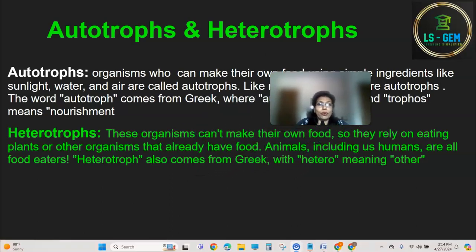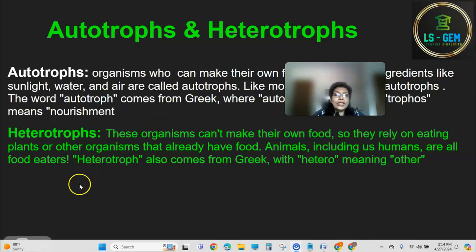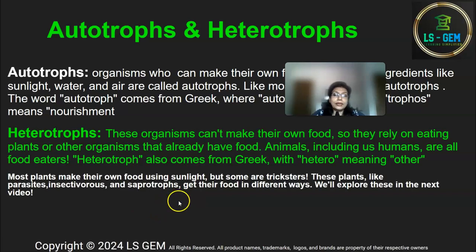Now heterotrophs. What is heterotrophs? These organisms can't make their own food, so they rely on eating plants or other organisms that already have food. Animals, including us humans, are all food eaters. Heterotroph also comes from Greek with hetero meaning other.